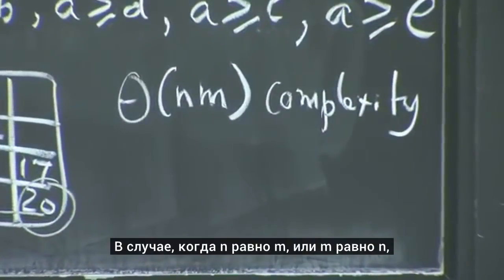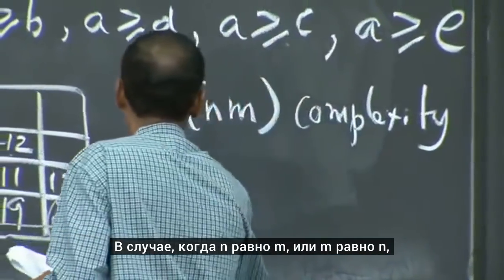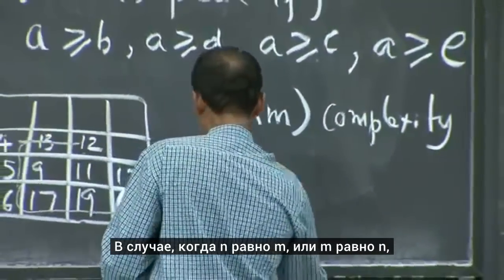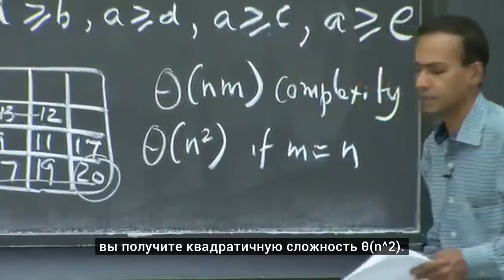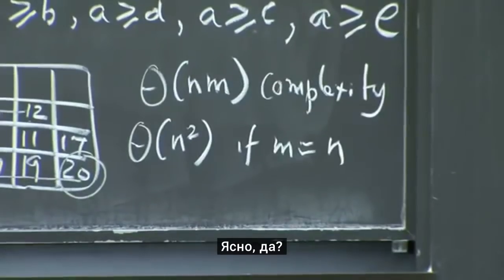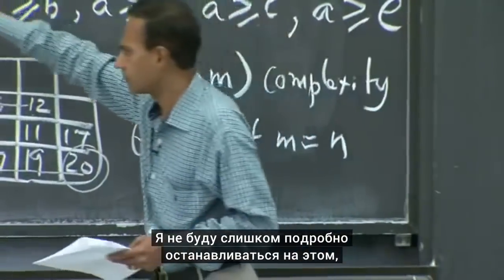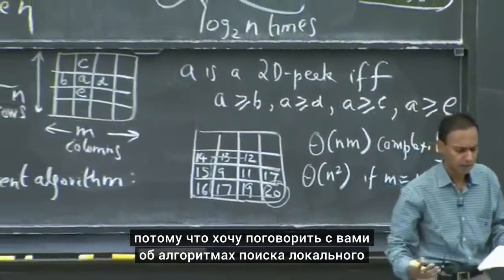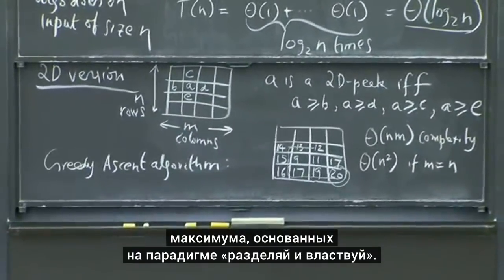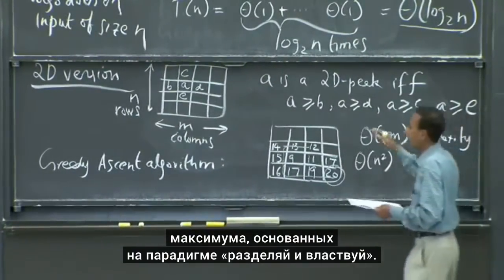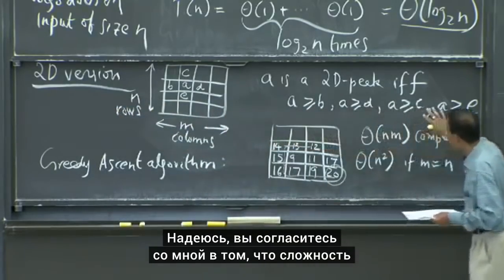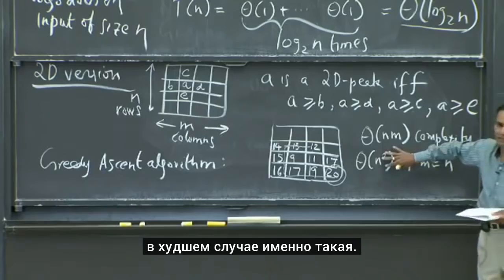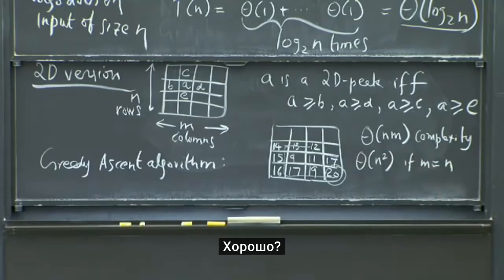All right? And in the case where n equals m, you'd have theta n squared complexity. Okay? I won't spend very much time on this because I want to talk to you about the divide and conquer versions of this algorithm for the 2D peak, but hopefully you're all with me with respect to what the worst case complexity is. All right? People buy that? Yeah, question back there.